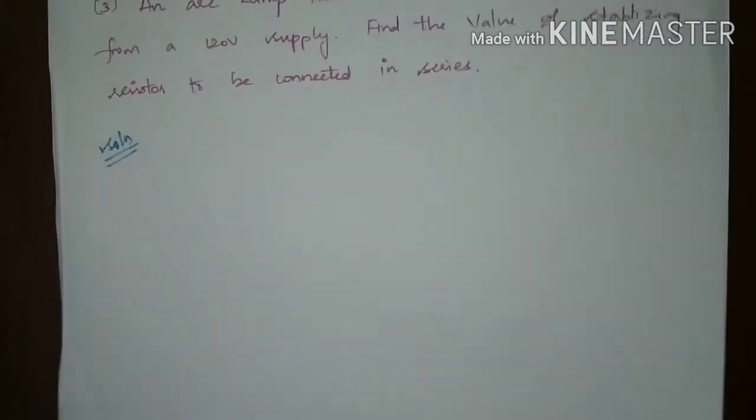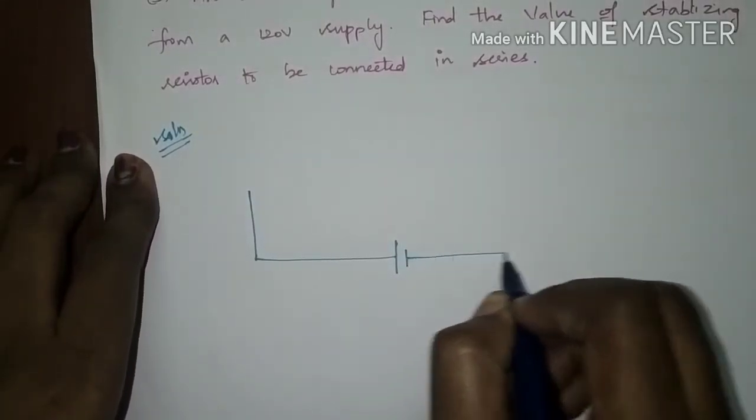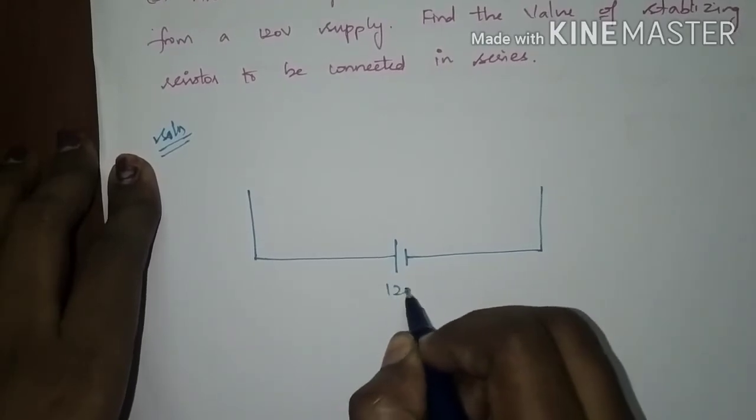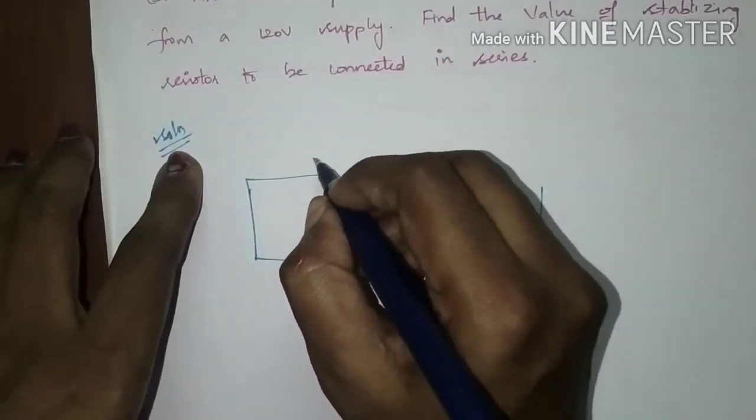Let's first draw the circuit diagram. See, this is a circuit supplying 120 volt and it is connected to the arc lamp.